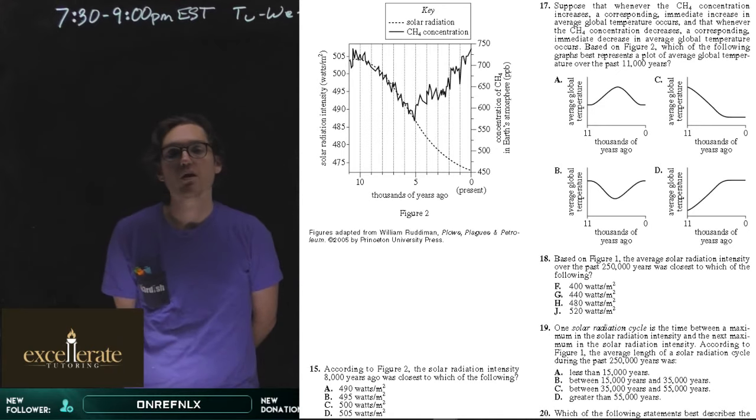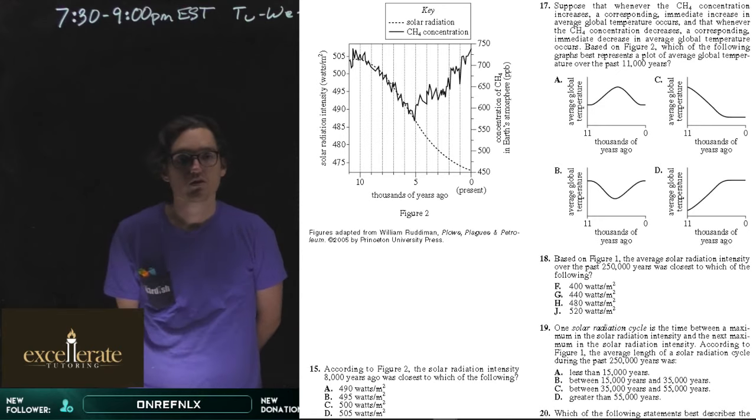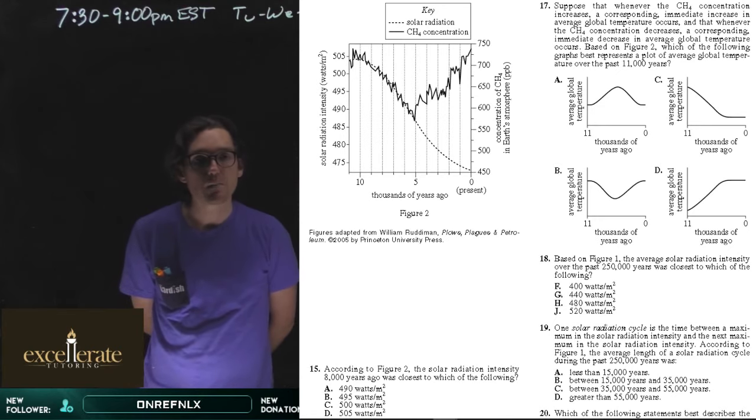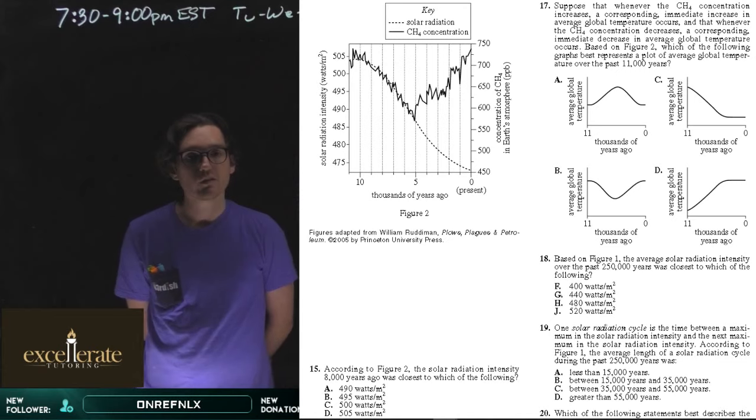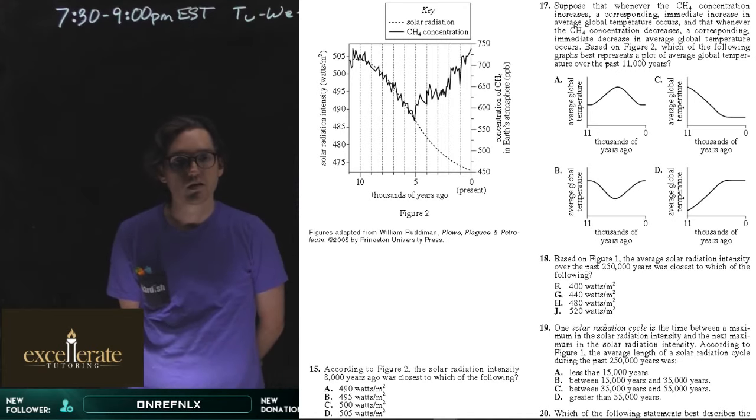But remember, we want to look at the left y-axis, because that's solar radiation. The right y-axis is concentration of CH4. Different numbers altogether, different meaning. So at 8, it looks like it's almost to 500, a little bit less than 500, it looks like. Was closest to which of the following?